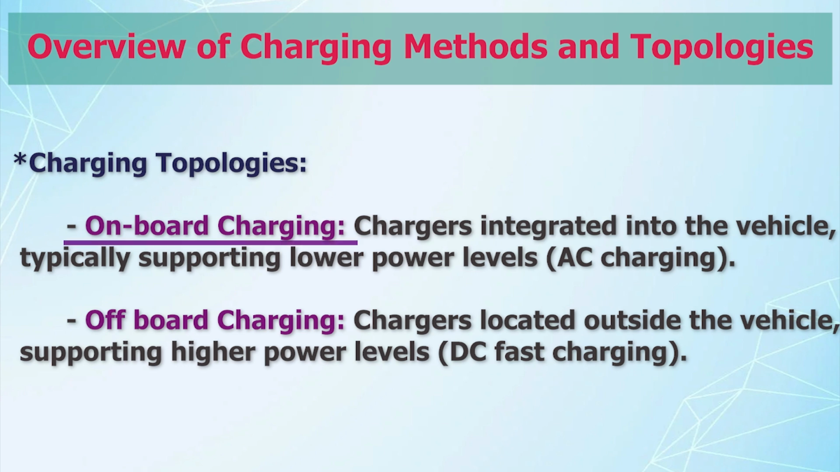Charging topologies, as we discussed, we have two types of charging technologies. One is onboard charging, which is slow charging, basically AC charging. The other is off-board charging, which comes under the category of DC fast charging, and it is located outside of the vehicle in public spaces or some big buildings.